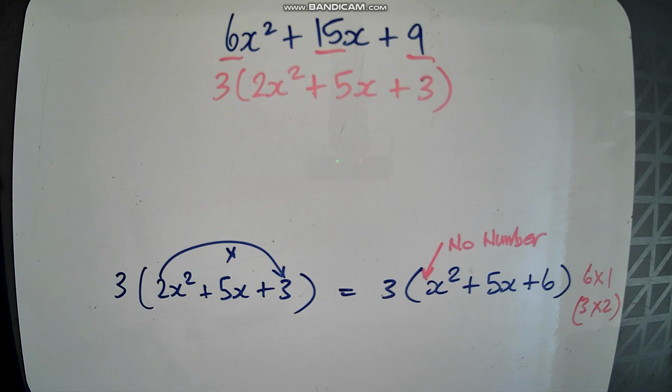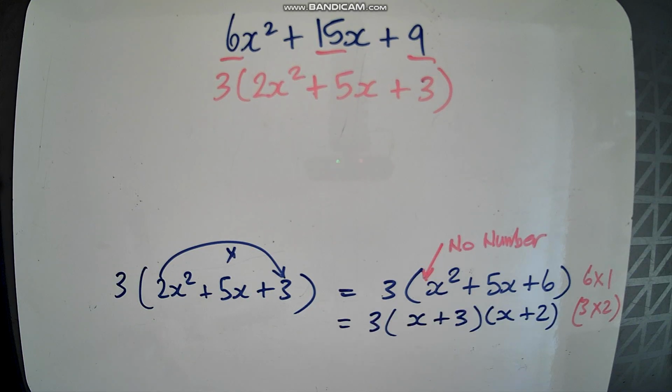3 and 2. The test would be to FOIL all of that out. x plus 3, x plus 2, FOIL it out and make sure you can go back to here. If you do, you have the right factors. Notice 6 and 1 cannot work because 6 plus 1 is 7. If I subtract 6 minus 1, I'll get 5. But please note, because this is a plus, the signs have to be the same. So 6 and 1 cannot work.